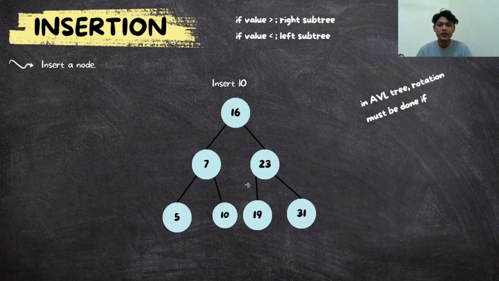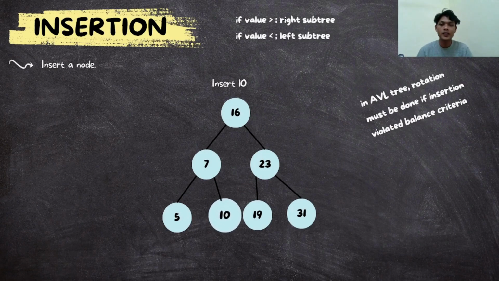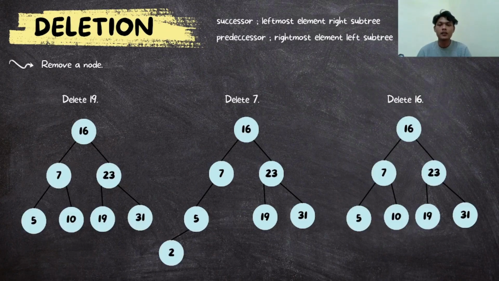However, you guys need to remember that in an AVL tree, the rotation process must be done if the insertion violated the balance criteria. So the next is deletion. Before we go deeper, you guys need to understand the fundamentals: successor and predecessor. Successor and predecessor are used when we want to remove the root of a binary tree.